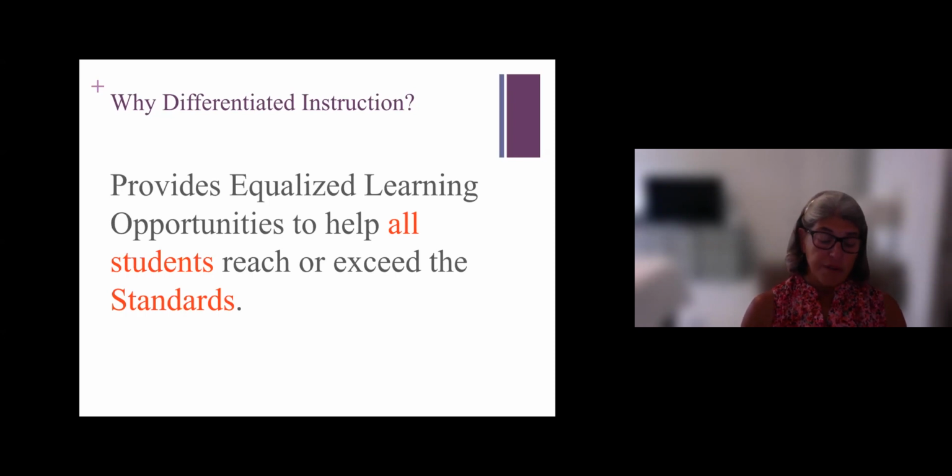But all students, even the students that come to us below grade level, we want to give them the best chance to reach the standards. So we want to provide them with learning opportunities that may differ for them than other students so that they can get to those standards. So that's why we would differentiate instruction. Because students are different, we want to equalize the learning opportunities so that everyone has a chance to work towards the learning standards for that grade level.